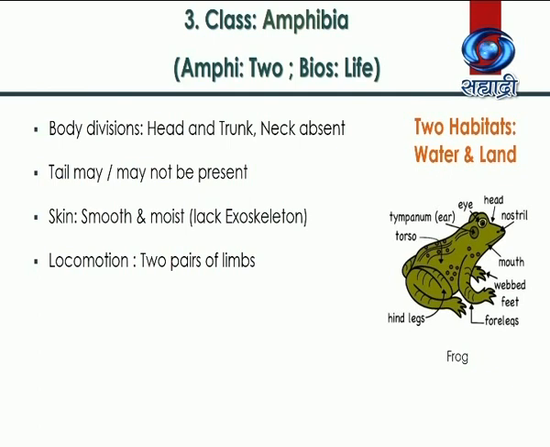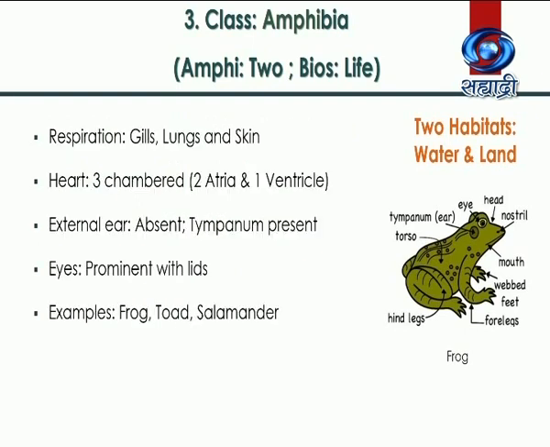Body divisions are head and trunk. Neck is absent in these members. Tail may or may not be present. Skin is smooth and moist, but it lacks exoskeleton. Two pairs of limbs are present for locomotion. Respiration takes place by lungs and through skin also.